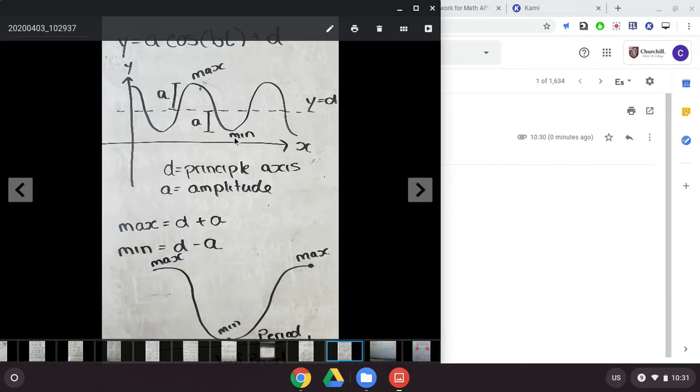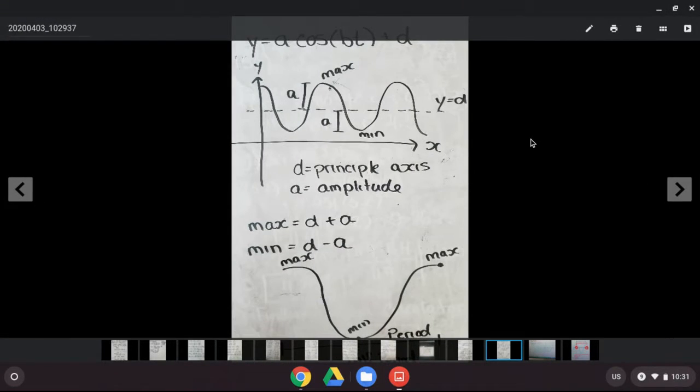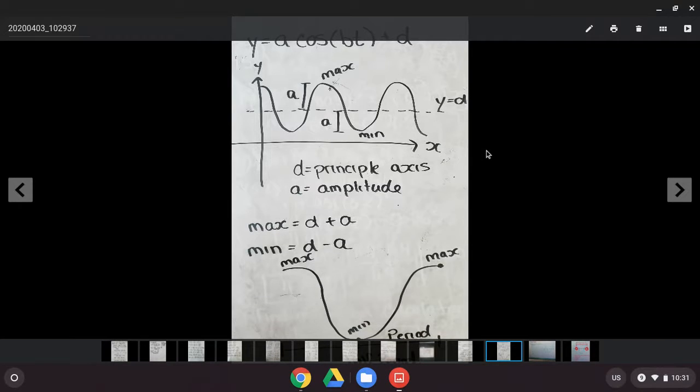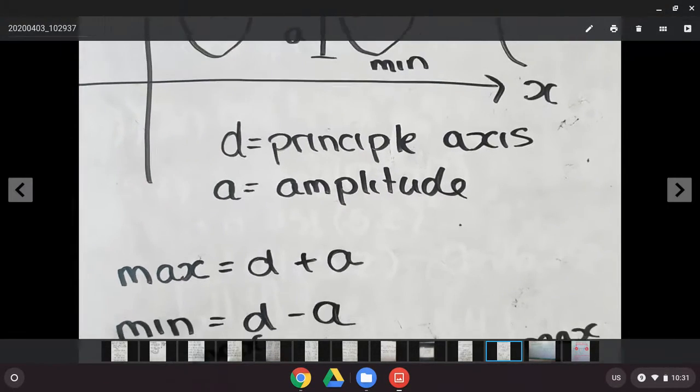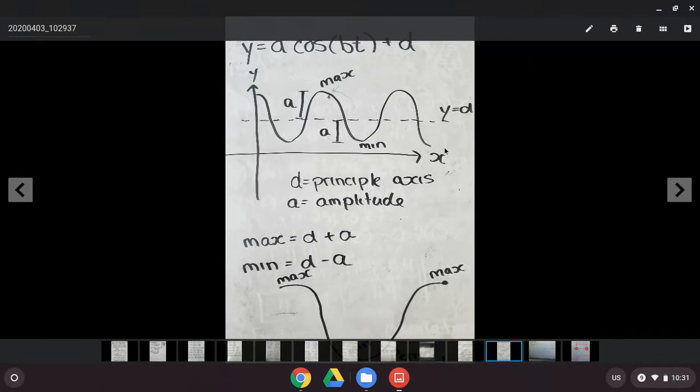All right, I'm gonna try to help you guys with the last question on the sinusoidal. So again, it always comes back down to that original function. In this specific case, our original function is y equals a cos bt plus d.